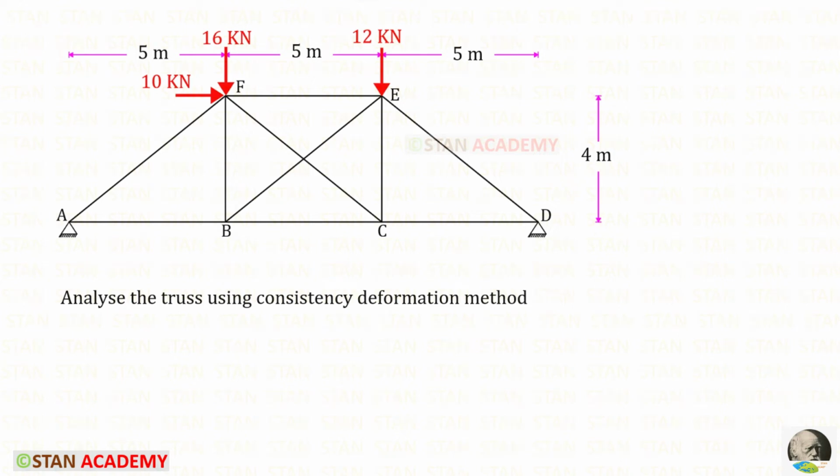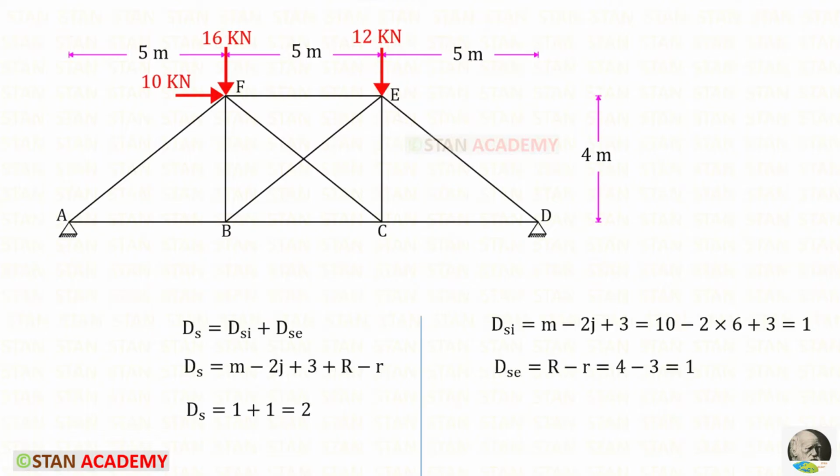Hello everyone. Today we are going to analyze this truss using the consistent deformation method. Now we are going to find the degree of static indeterminacy of this truss, that is dSi plus dSe. dSi is the internal degree of static indeterminacy. dSe is the external degree of static indeterminacy. This is the formula for dSi and this is the formula for dSe.